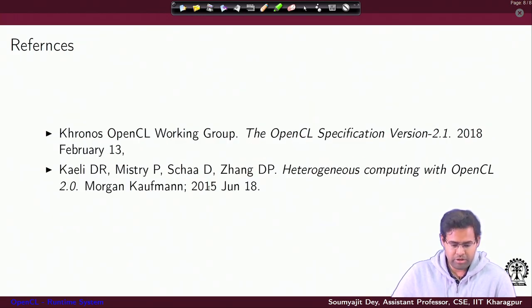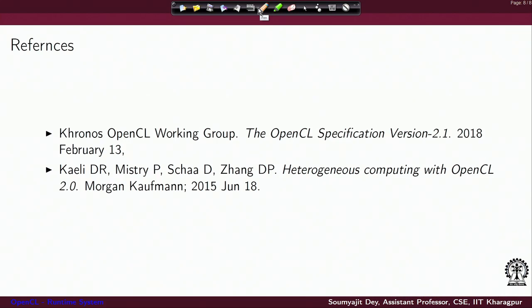These are some important references you may want to visit to know more detail about OpenCL. We have made exhaustive use of these two resources. The first one is the OpenCL specification made by the Khronos OpenCL working group, which is freely available on the internet. The second one is a very nice book on heterogeneous computing with OpenCL by the authors written here.